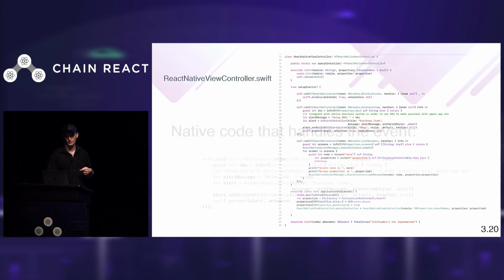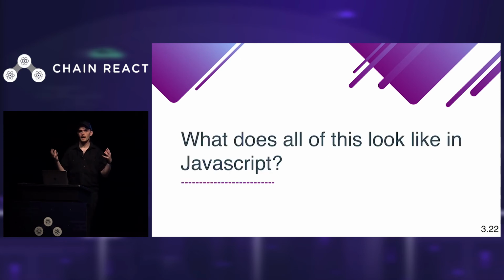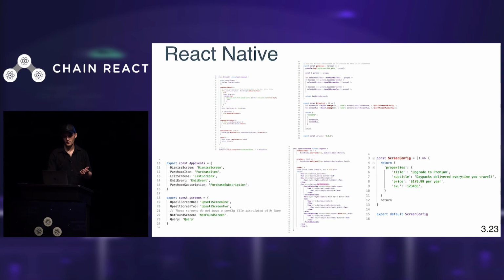So let's zoom in on one of those. In this particular example in Swift, we're saying, hey, when we get a purchase item event, call this function. And in this particular example, I'm obviously not hooking it up to a real purchasing system. I'm just displaying a UI alert dialog, right? Okay, let's zoom out and see, in totality, all the JavaScript code that went into powering this application.